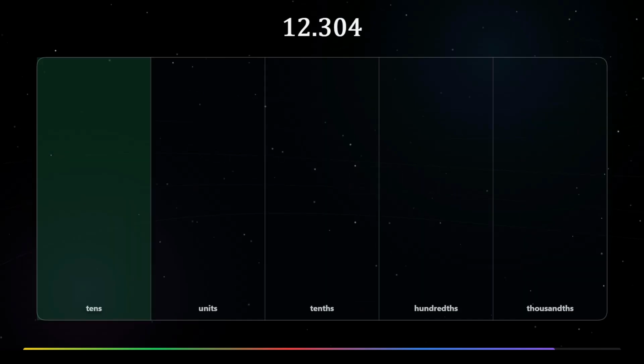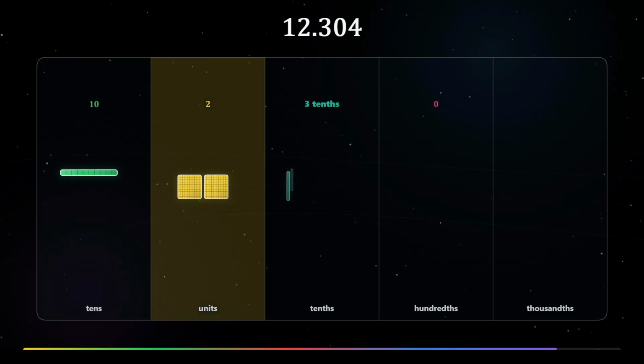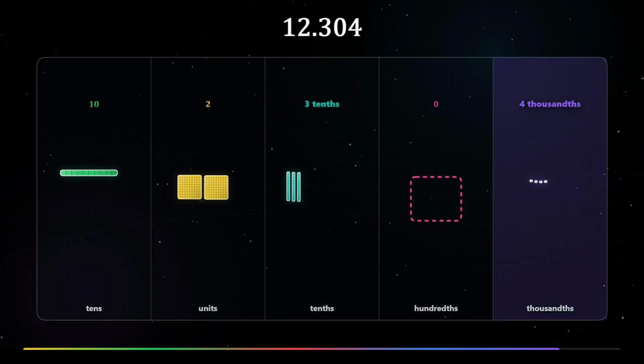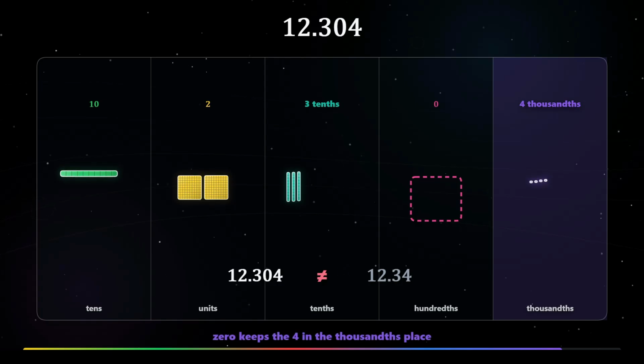Now build 12.304. Use 1 ten rod, 2 whole blocks, 3/10 strips, no hundredth squares, 4 thousandth pieces. That is 12.304, not 12.34. The 0 keeps the 4 in the thousandths place.